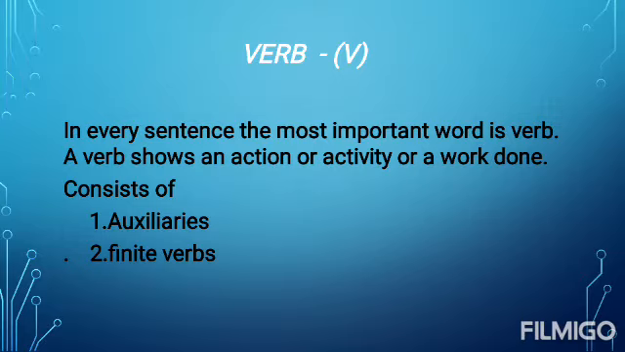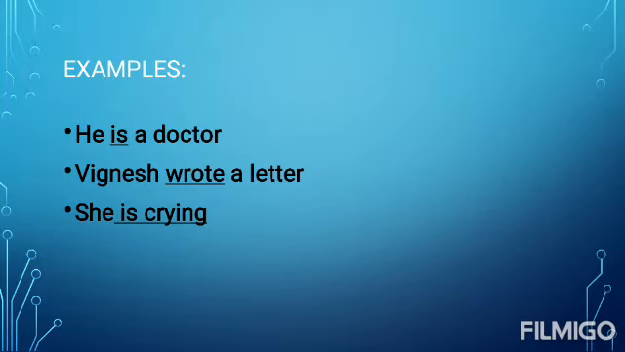Example for verb. He is a doctor. In the sentence, he is referring to a pronoun, so we will mark it as a subject. And is, as we have already said, is an auxiliary verb. Auxiliary words are also said to be verbs, so we will mark it as a verb. Next, Vignesh wrote a letter. Vignesh is referring to a noun, so it will be the subject. Wrote is referring to an action, so it will be the verb in this sentence. She is crying. She is a pronoun, so it will be the subject. Is crying is denoting an action, so it will be the verb.